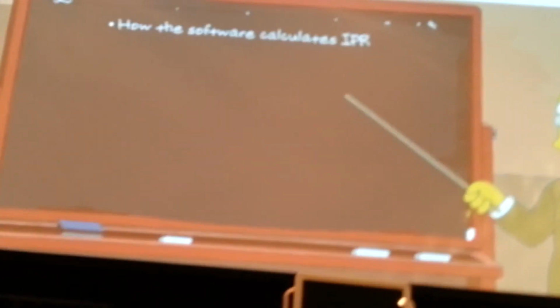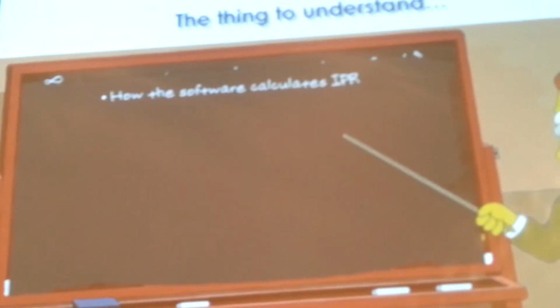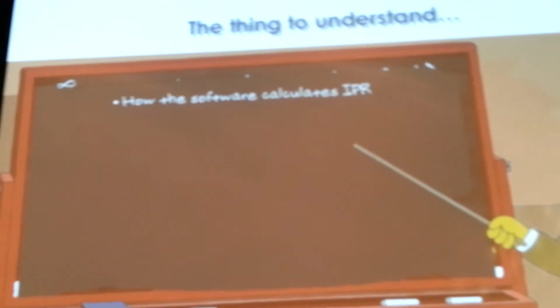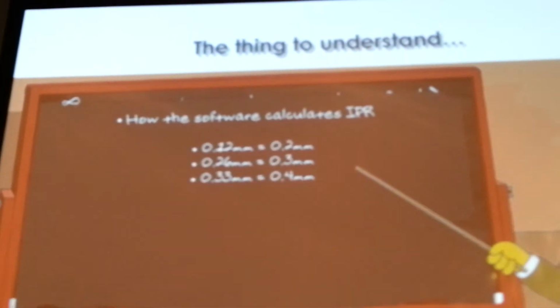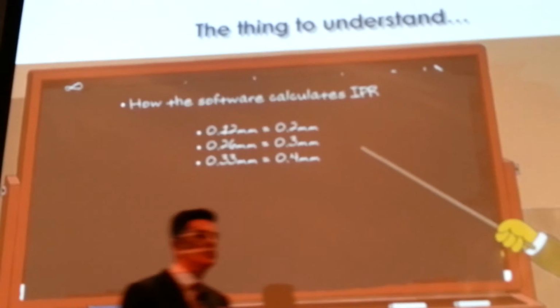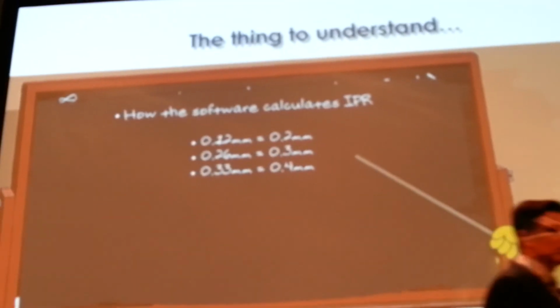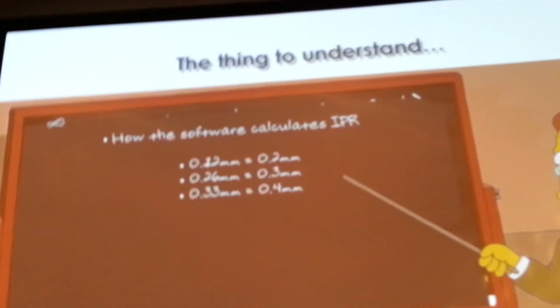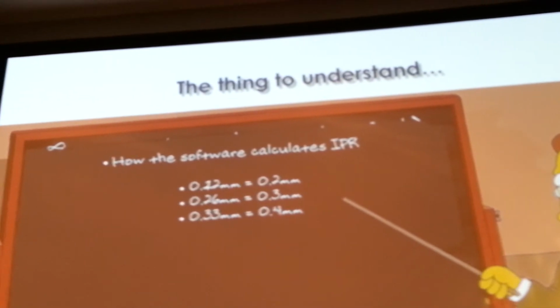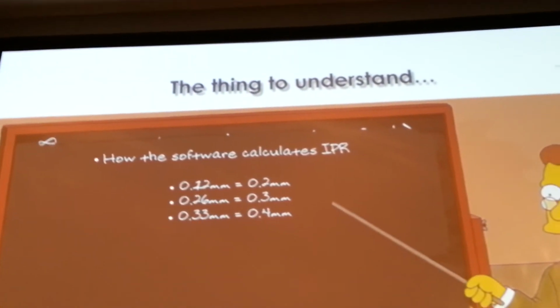How does the software calculate the IPR? It doesn't calculate the same way we do because it will round everything up. So when I have some IPR to do, I will always do less than what is prescribed. Because if the software calculates 1.12 millimeters of IPR needed, they will ask you for 1.2. They will round up.